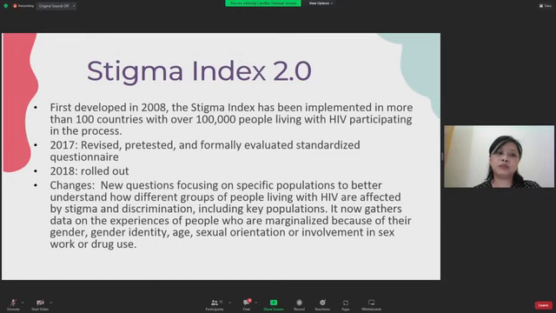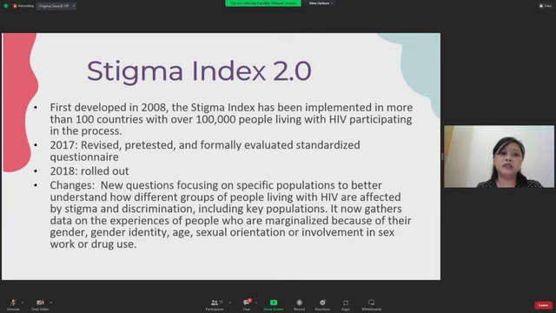So prior to 2017, the countries can actually negotiate between the questions depending on the needs of the country. But in 2017, it has been revised and standardized, and in 2018, they agreed to use the Stigma Index 2.0, which is the second version to be rolled out in all countries. So every country who is planning to do the stigma index has to use the same standardized questionnaire.